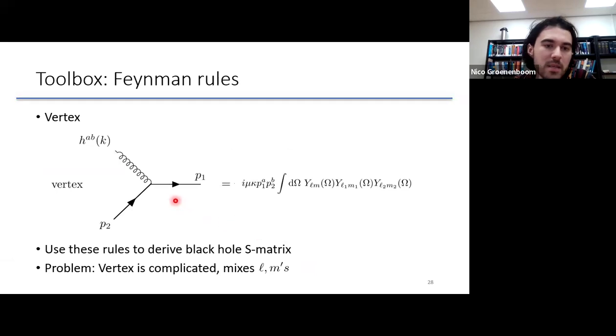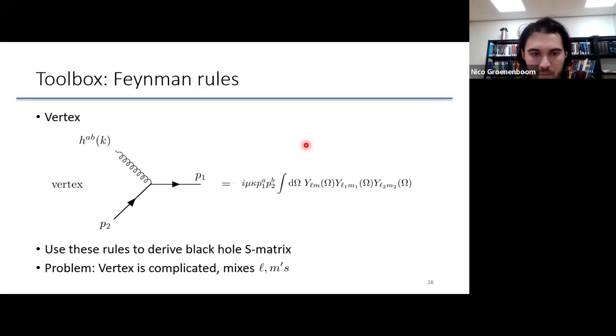Then the vertex is given by the coupling between two scalars and the graviton. And it's proportional to the scalar momenta, the gravitational coupling, and this effective mass mu. And there is the integral over 3 harmonics still remaining because this doesn't diagonalize, so we cannot simplify this any further.